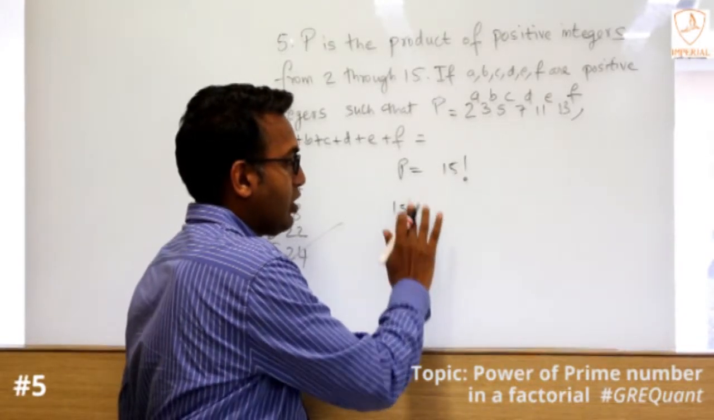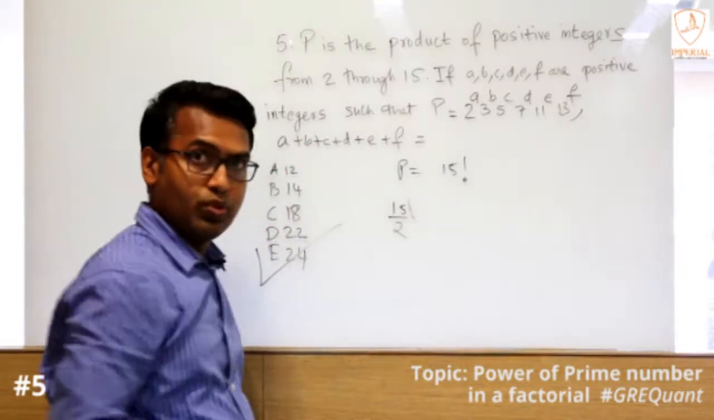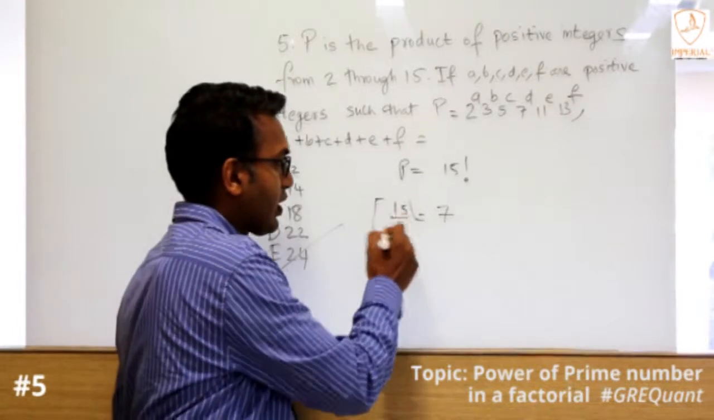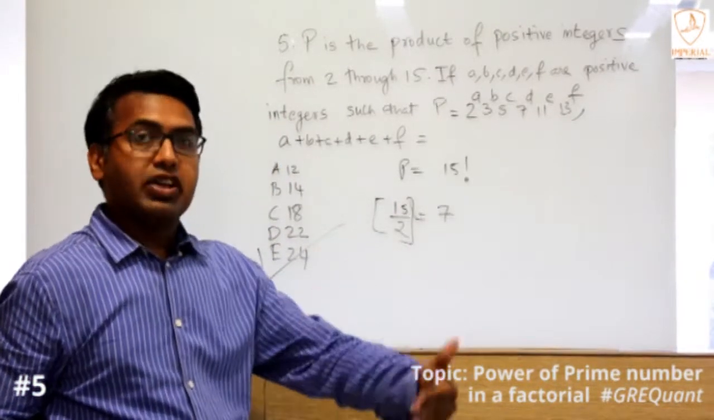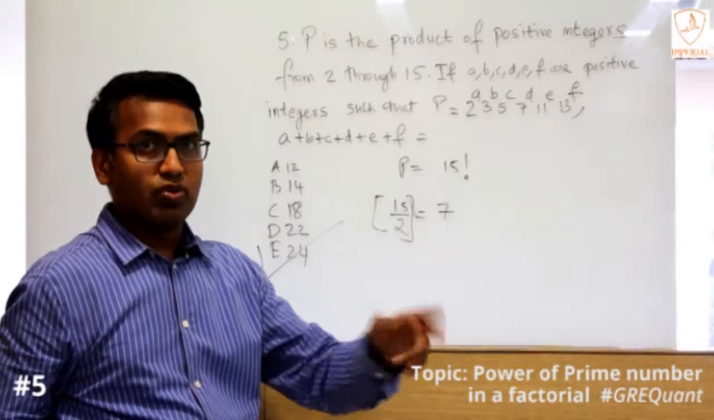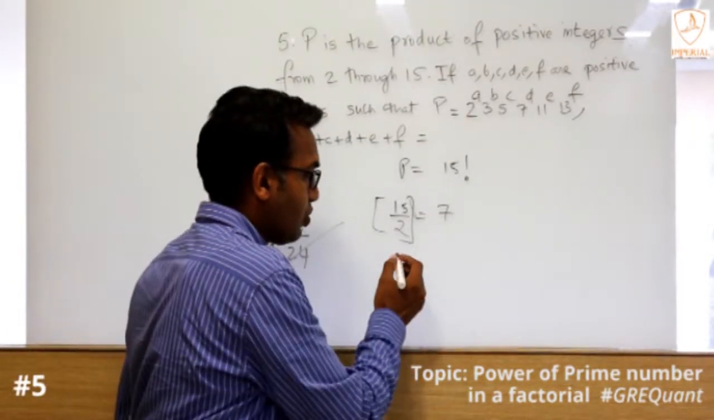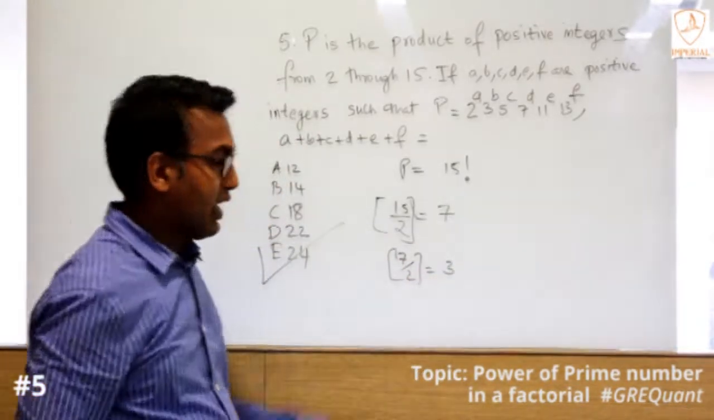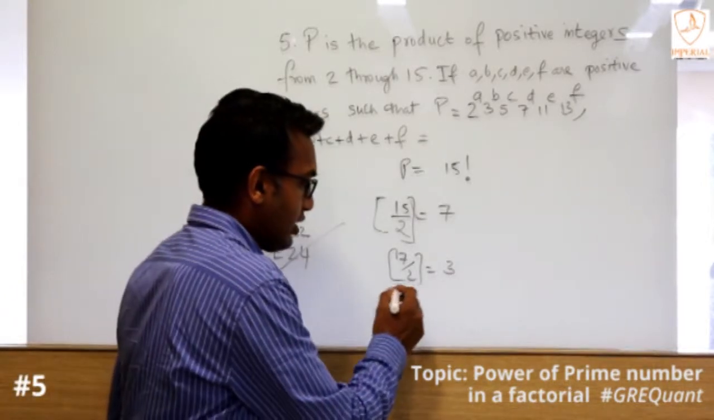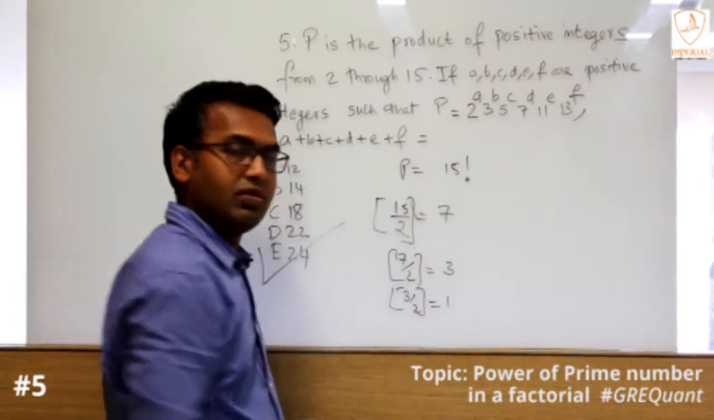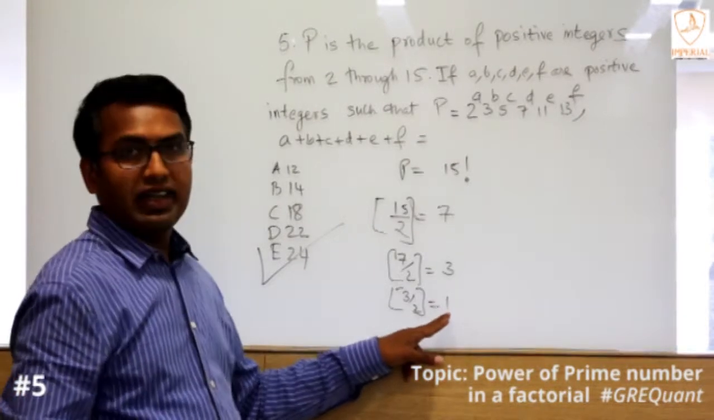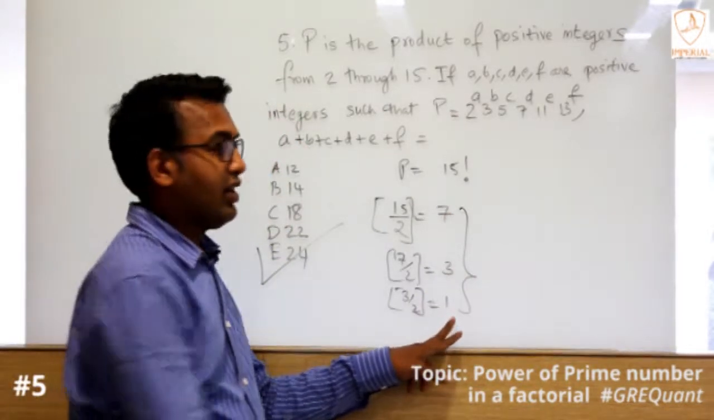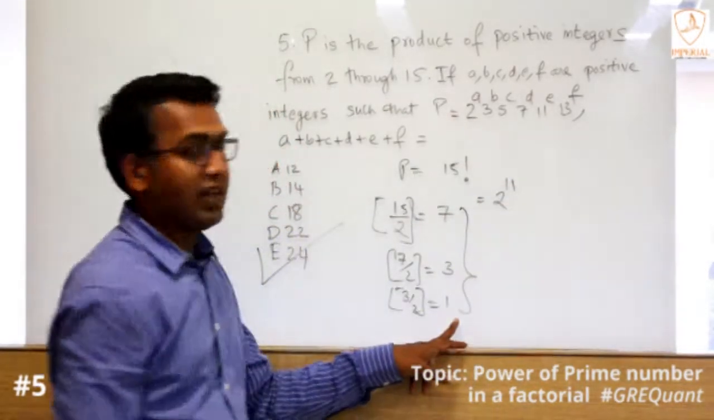What I do is start with that number and start dividing by 2. 15 by 2 you get 7 point something, just take the integer value. Next, again divide by 2, because it will give you the next power of 2. So 7 divided by 2 gives 3.5, so just take 3. Next again divide by 2, so 3 upon 2 will be 1 point something, just take 1. And 1 divided by 2 will be 0 point something, so you don't need to count that. So just add these three and you get the power of 2 as 11.